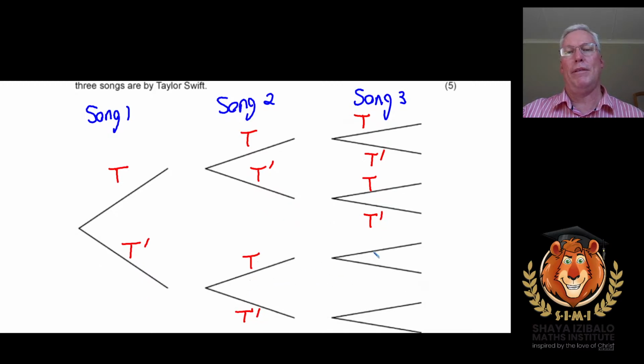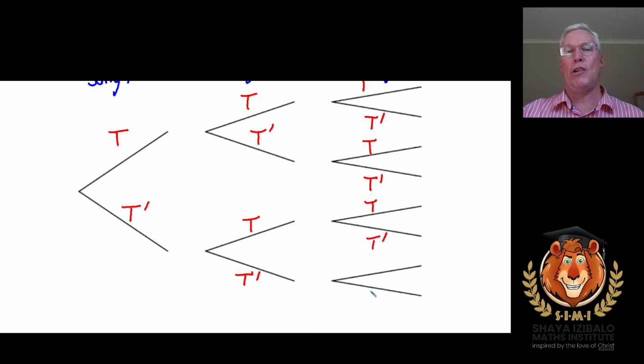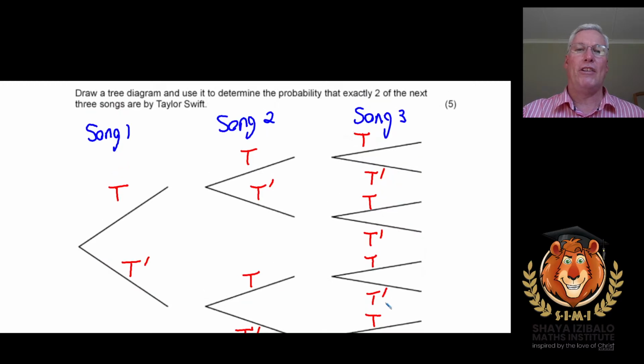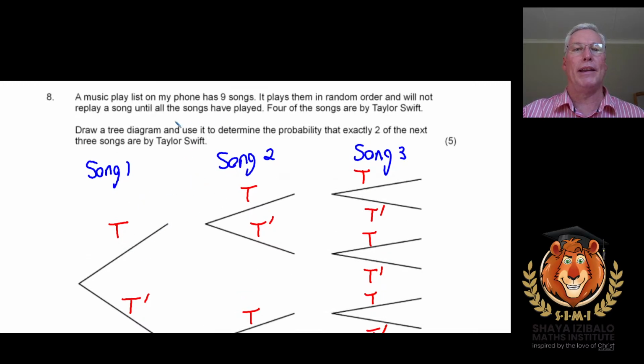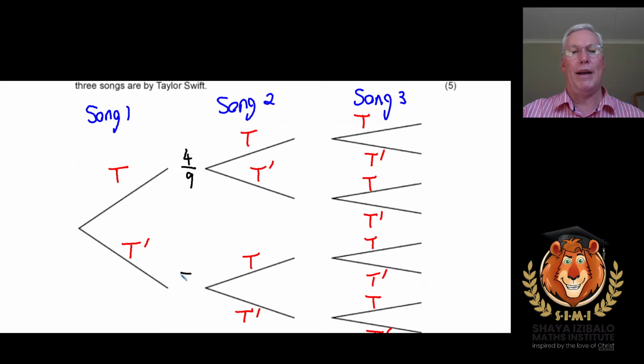And while I'm just finishing this off, maybe you can think about, is each song independent or dependent of the previous song? Is this an independent or a dependent arrangement? It's actually a dependent thing, because the song that plays here will influence the likelihood of what happens next. So the probability that the first song is by Taylor Swift, there are 4 of them out of 9, is going to be 4 out of 9. That means that this must be 5 out of 9, a non-Taylor Swift song.